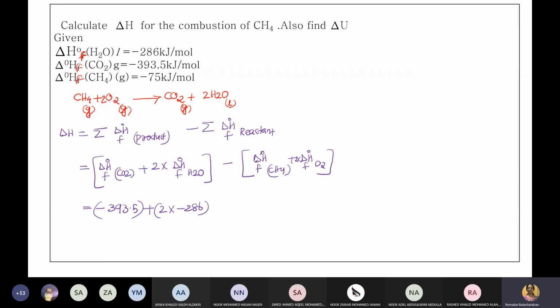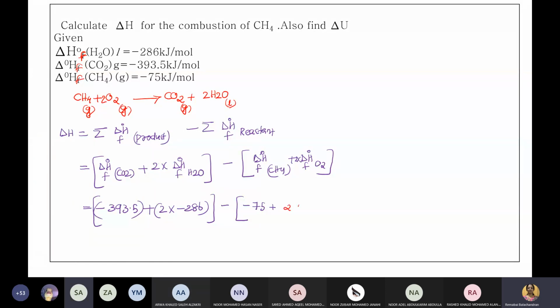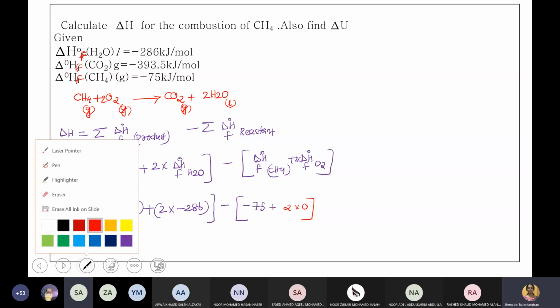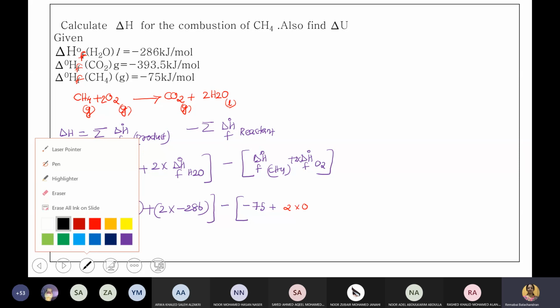Now tell me, minus 75 plus, come on, 2 multiplied by 0. Why is it 0? Because oxygen is an element. Okay, can you please tell me the answer for this one? I don't have the answer.